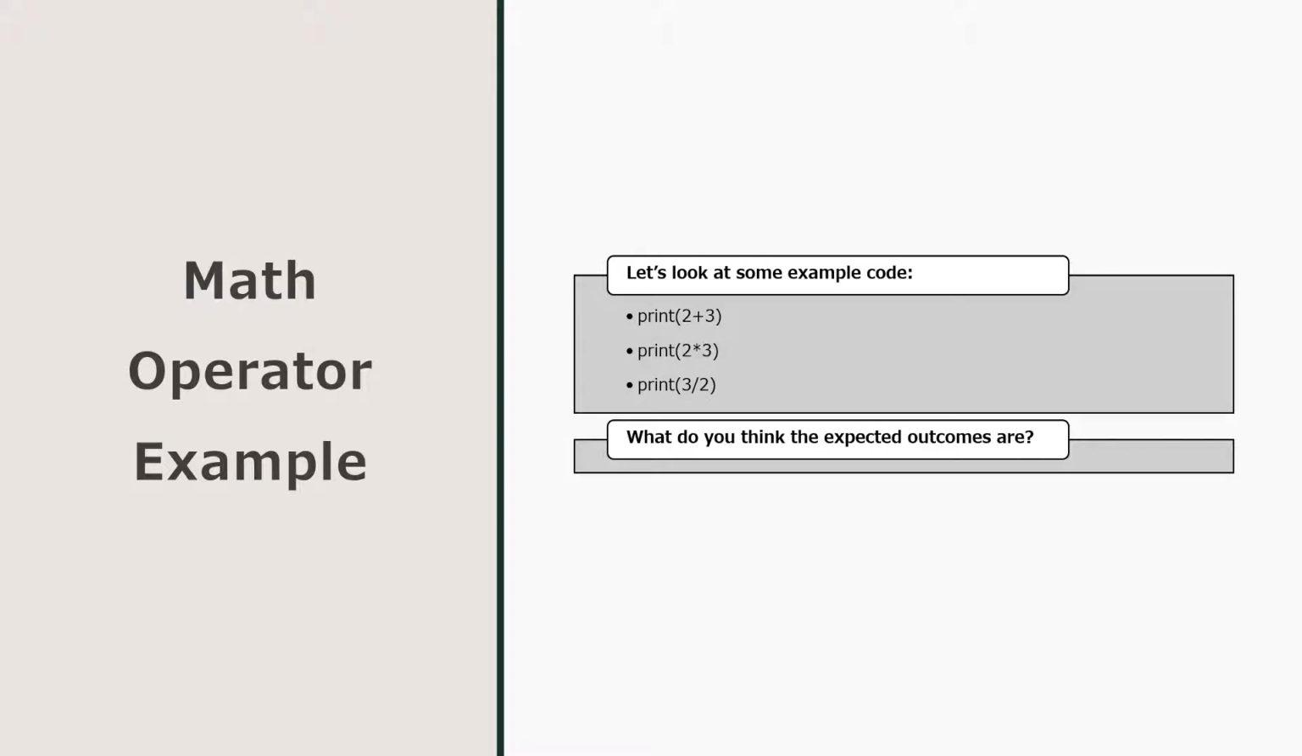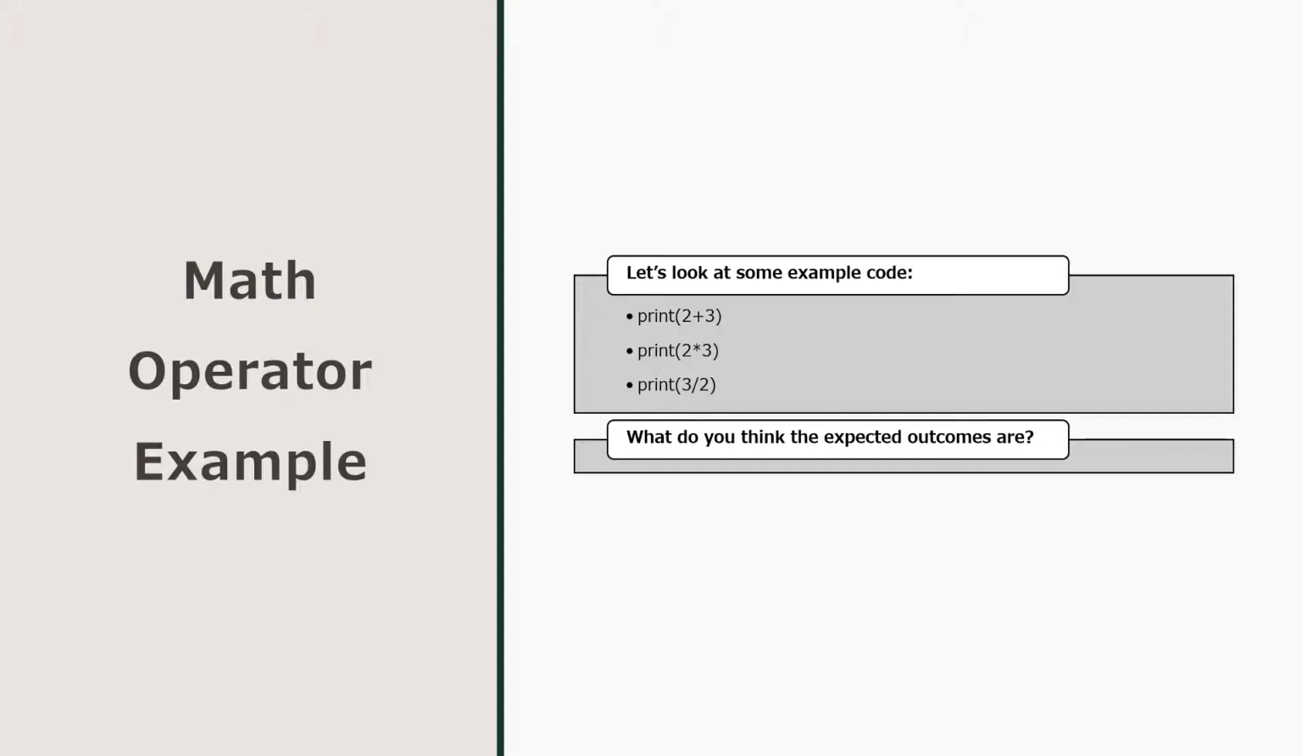And then the bottom one says 3 divided by 2, and then whatever that is printed. So what do you guys think is actually going to be printed? What do you expect to be printed? All right, so I'll give you a brief second to think about it, and then I'll show you real quick. All right, so you should have thought about it.